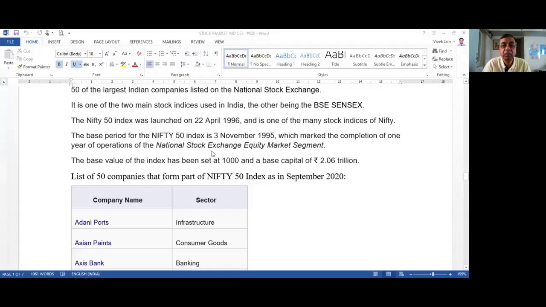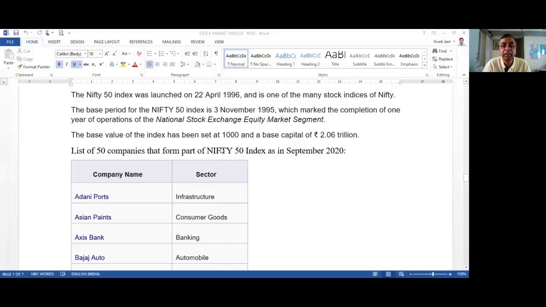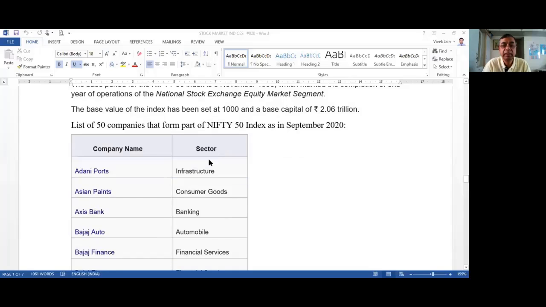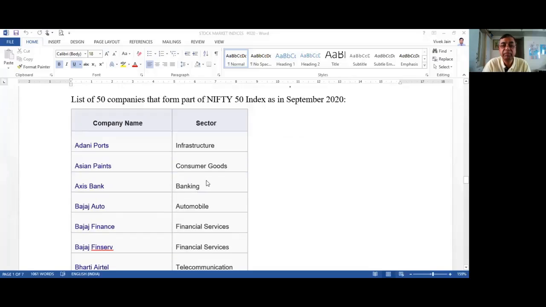Nifty 50 was launched on 22nd of April 1996. The base period was taken as 3rd November 1995. The base was 1000. First, I'll show you the list of 50 companies of Nifty 50 index.